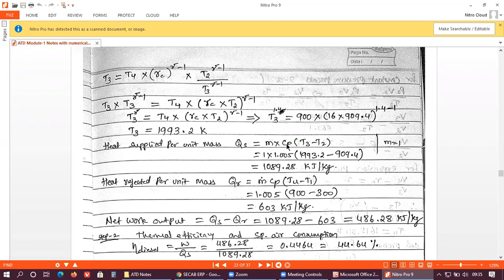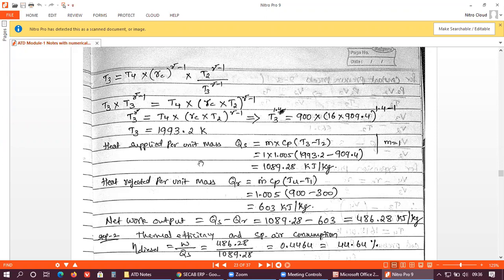And the specific heat of air, Cp value, is 1.005. It is also a constant value, right? So just substitute the values, and you will get the heat supplied as 1089.28 kilojoules per kg.